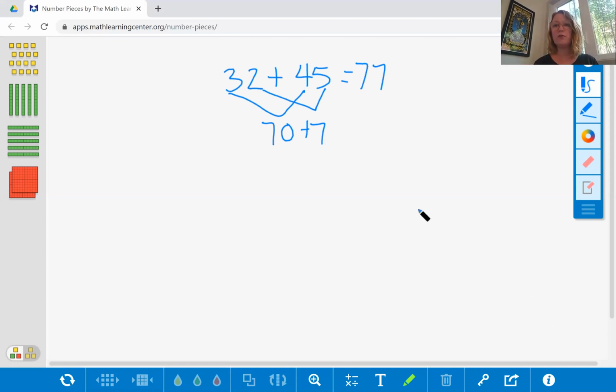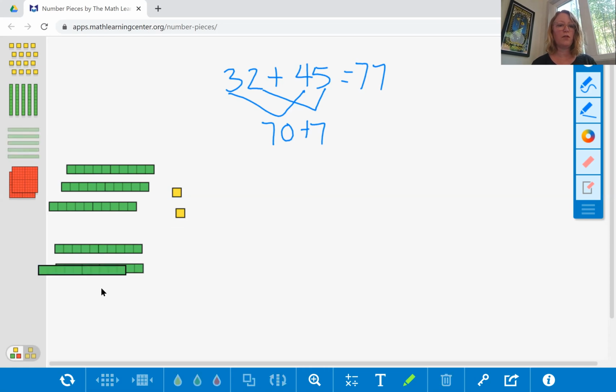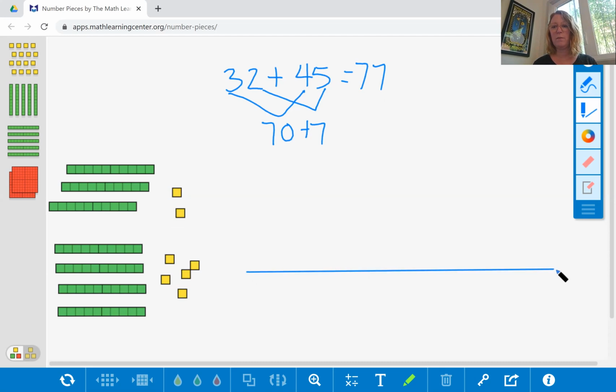Or maybe we might choose to build it. That's the other strategy that we know. We can build 30, 10, 20, 30, and then build 32, and then build 45, 10, 20, 30, 40, 1, 2, 3, 4, 5, and then we would count all of this up, and what would we get? Yes, we'd get 77.